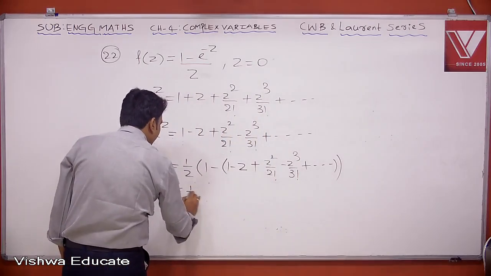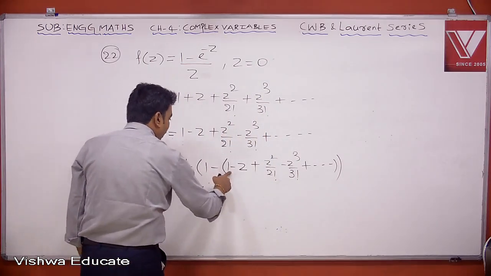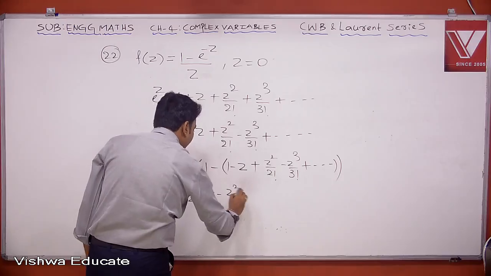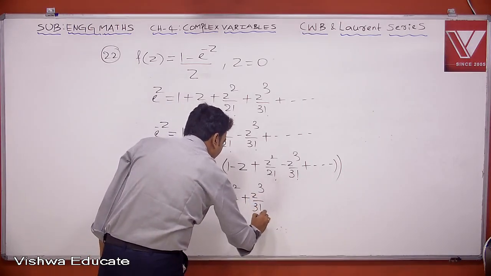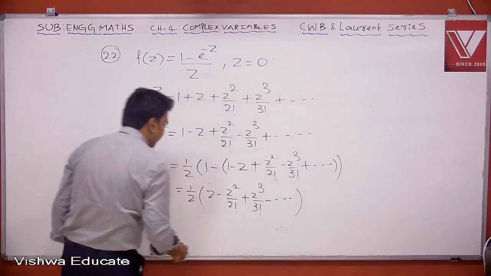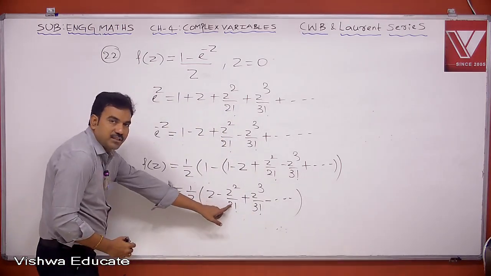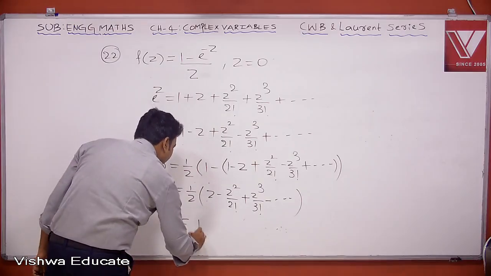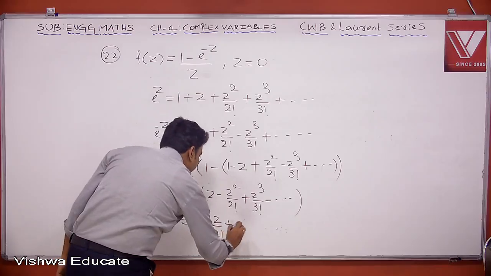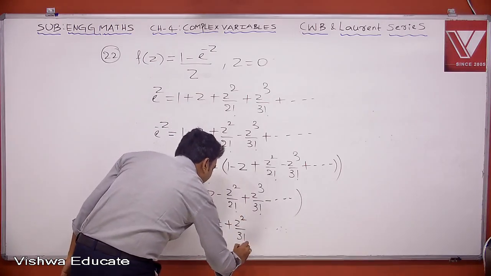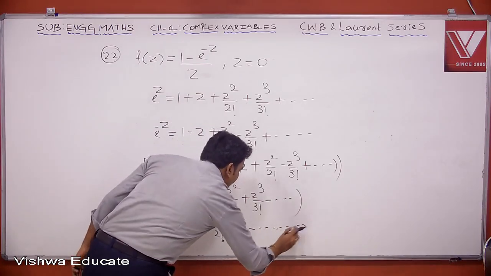Now therefore this is 1 by z into 1 and 1 will be cancelled. We get z minus z square by 2 factorial plus z cube by 3 factorial minus and so on. Now you multiply this series expansion with 1 by z, it becomes 1 minus z by 2 factorial plus z square by 3 factorial minus and so on.